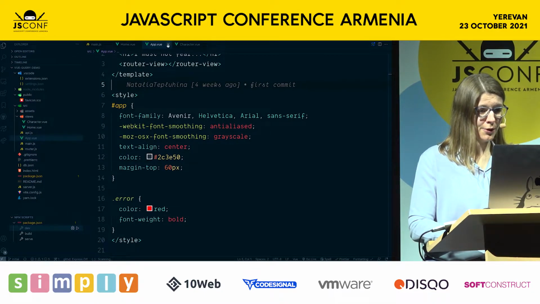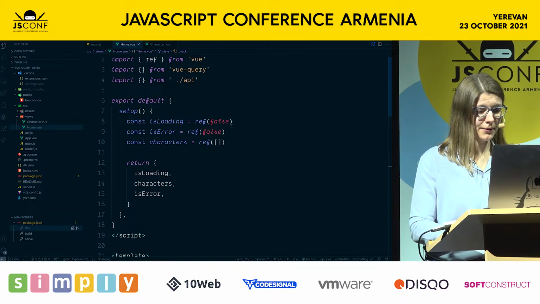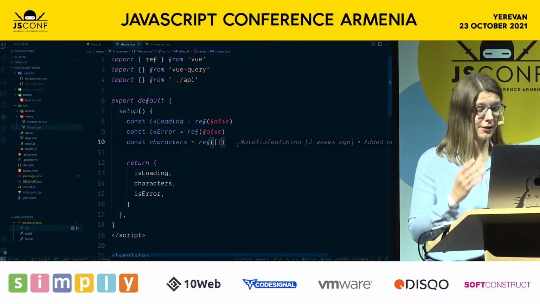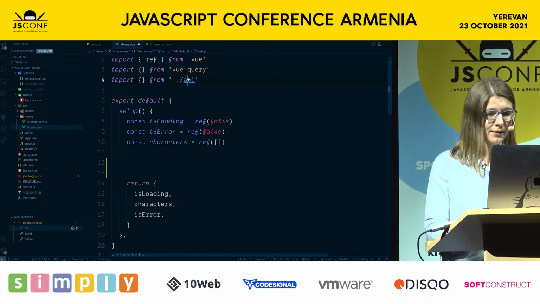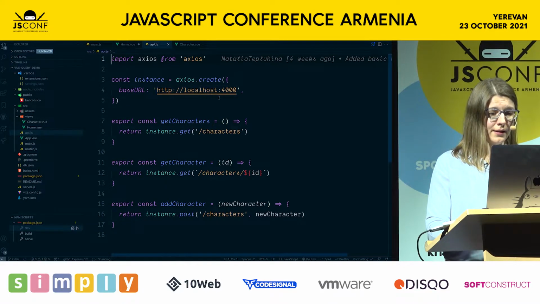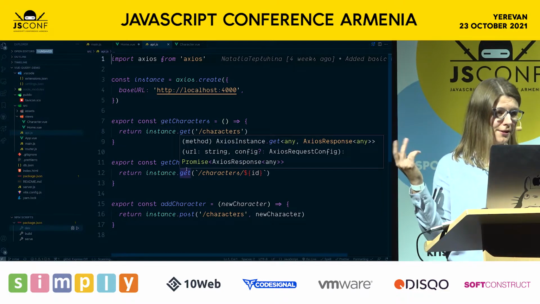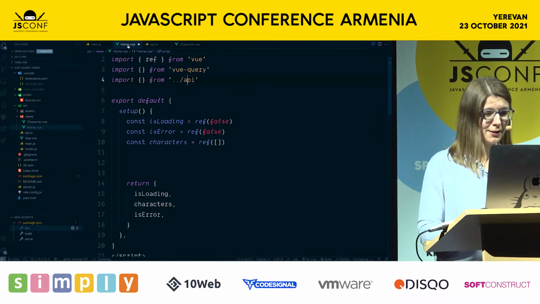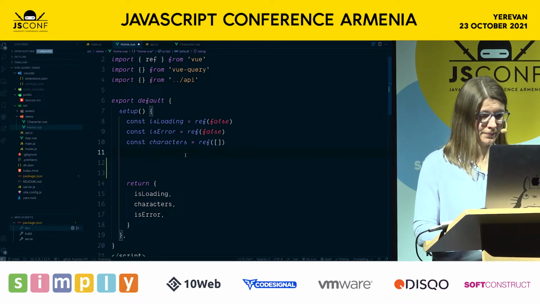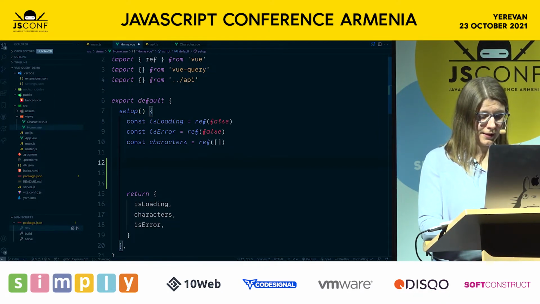So I will close AppView because we won't be doing anything here, and let's start fetching our characters. I'm using the local server running on 4000, and there are three different methods: getting characters, getting one character, and a mutation to add them. But we'll see if we will have time for the mutation. So first step is, let's start fetching data.